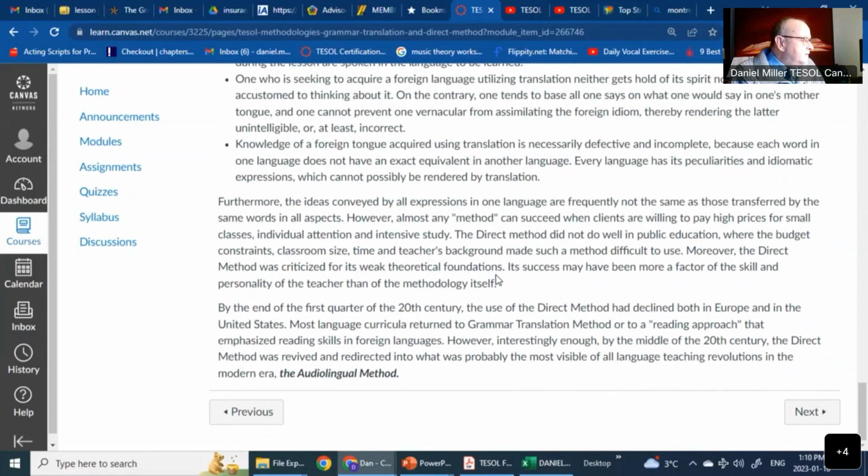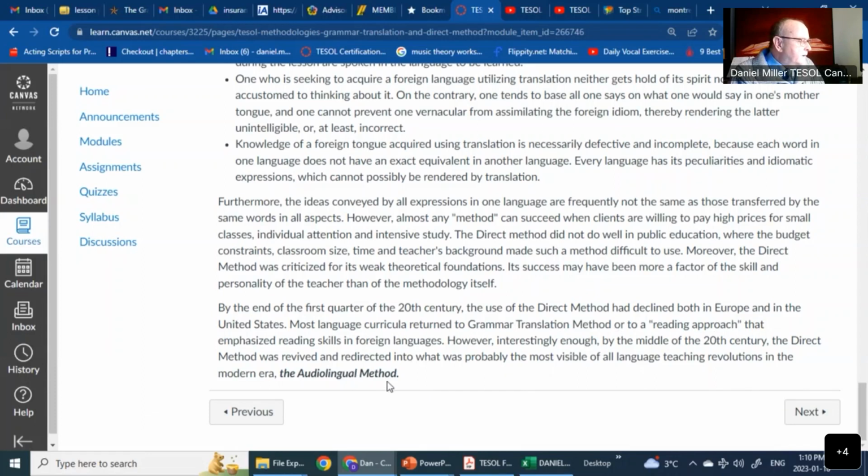So then, by the end of the first quarter of the 20th century, the use of the direct method had declined both in Europe and in the United States. Most language curricula returned to grammar translation method or to a reading approach that emphasized reading skills in foreign languages. However, interestingly enough, by the middle of the 20th century, the direct method was revived and redirected into what was probably the most visible of all language teaching revolutions in the modern era, the audio-lingual method.